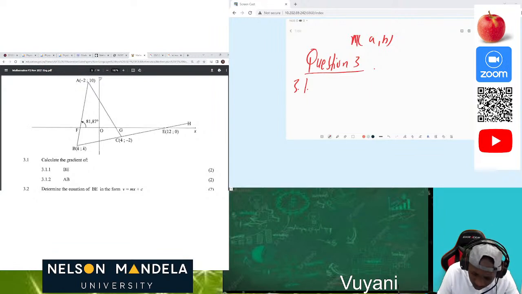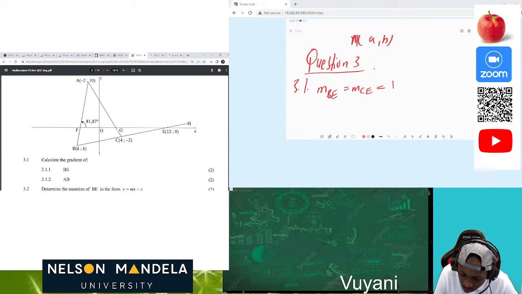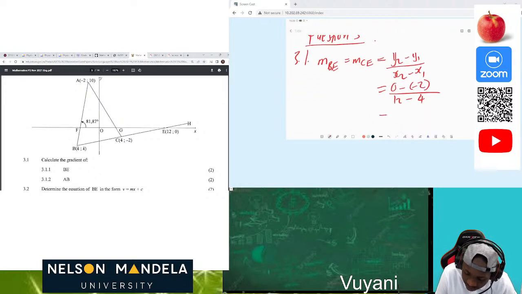Let's calculate. Firstly, the gradient of line BE is equal to the gradient of line CE, and we know the formula for the gradient is (y2 − y1) over (x2 − x1). Looking at the coordinates of C and E, it's going to be (0 − (−2)) divided by (12 − 4). Then 0 minus −2 is equivalent to positive 2. Then 2 over 8 will give us 1 over 4.